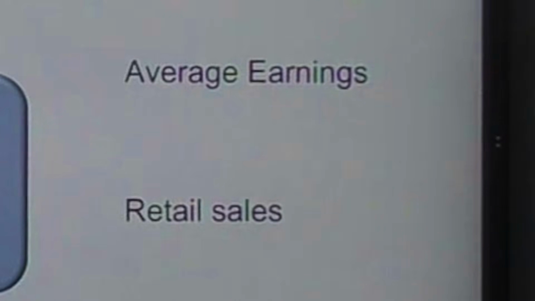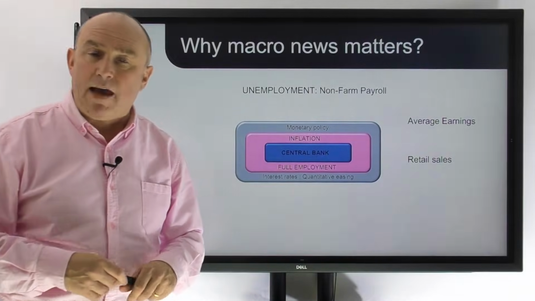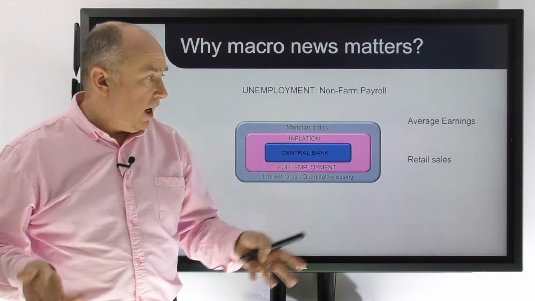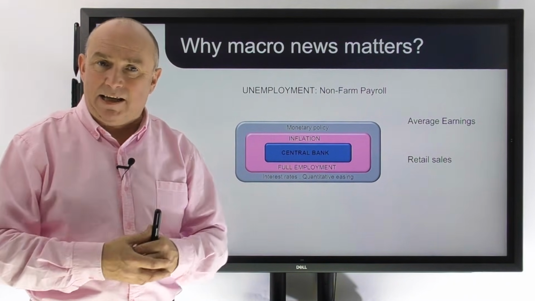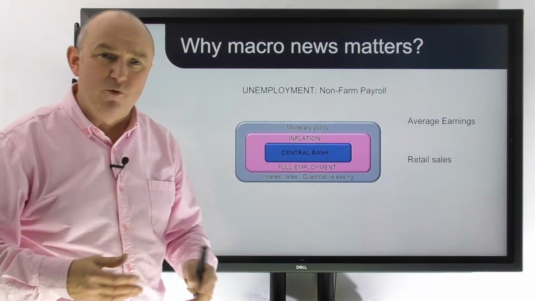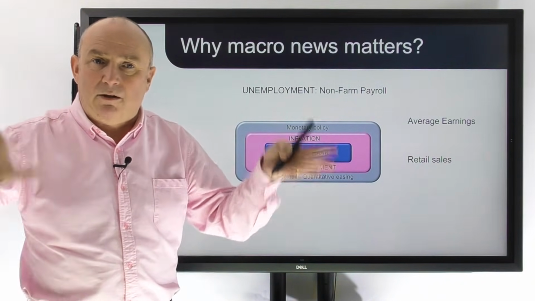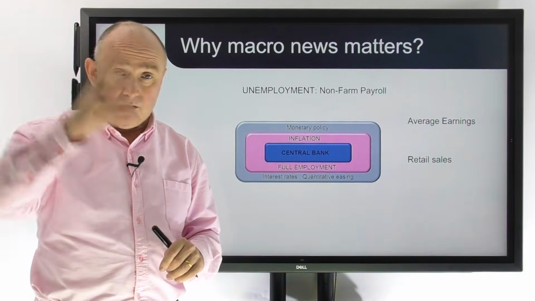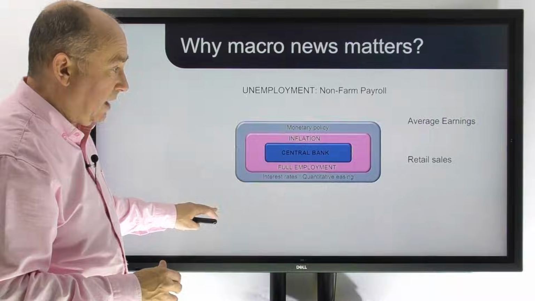Then you've got retail sales. That's basically showing you what people are doing on the high street. Are they buying more goods and services? Is everyone out there actively spending their money? You can see the inflationary impact there immediately. If retail sales are going up, everyone's buying lots of goods and services, it's likely to have an effect on inflation. Central bankers may have to act.